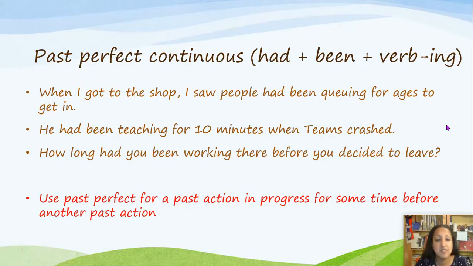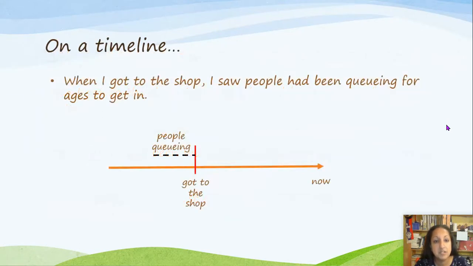Okay, so the action is in progress for some time before another past action. And we can usually see that with words like for or how long. On a timeline, here is an example. When I got to the shop, I saw people had been queuing for ages to get in. I got to the shop is a short past action. People queuing for some time before that action uses the past perfect continuous.